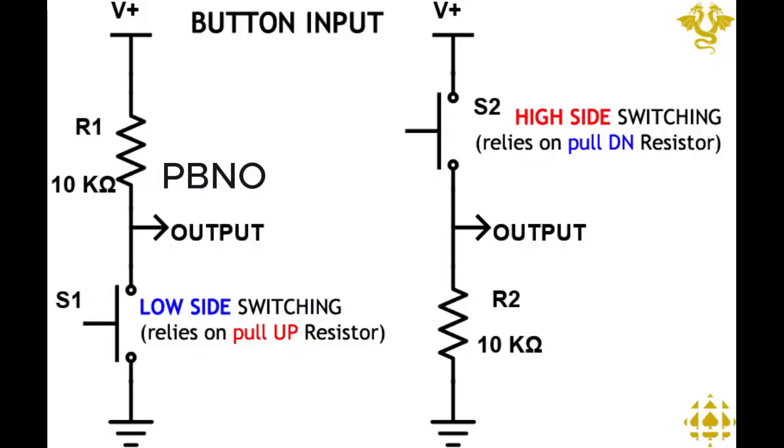The analog input. This circuit uses a momentary push-button switch, or PBNO, and its pull-up resistor configuration. This means that normally the output is high, but when pressed it turns off. The opposite of this is a PBNC, push button normally closed, which is normally off and turns on when pressed.